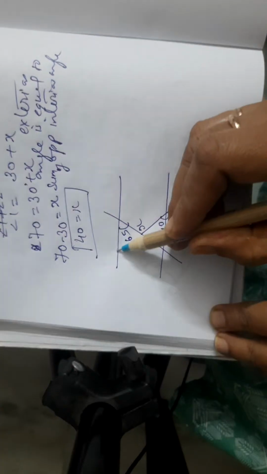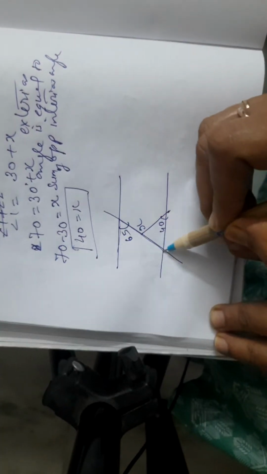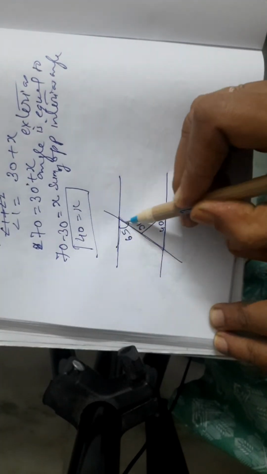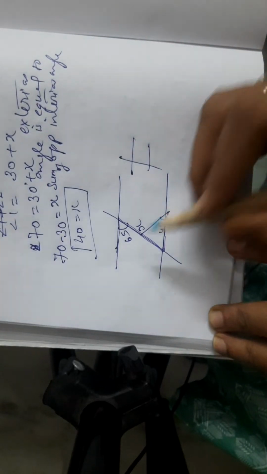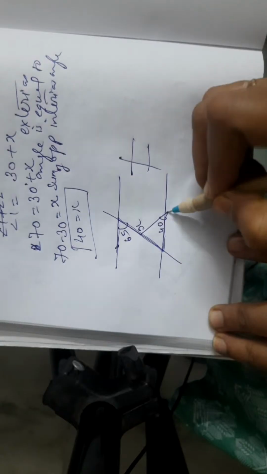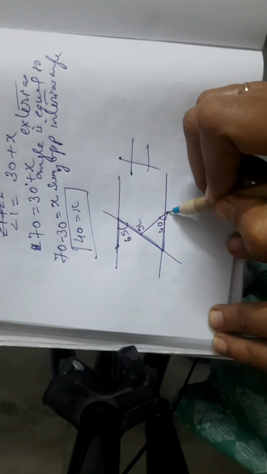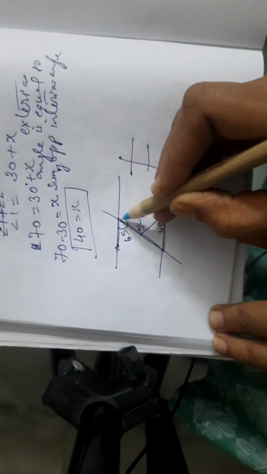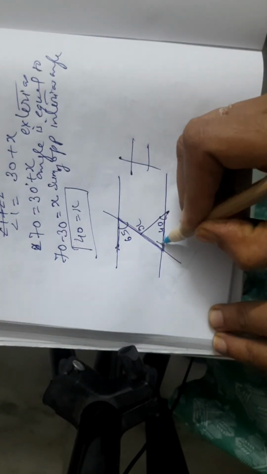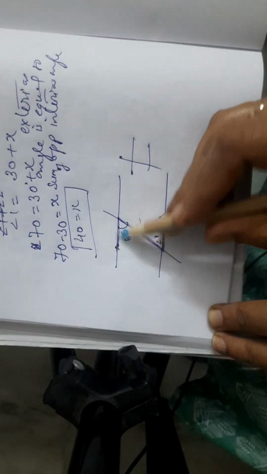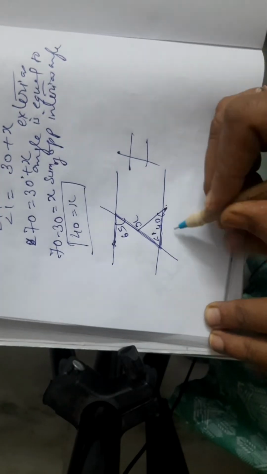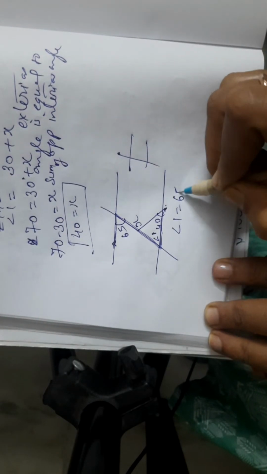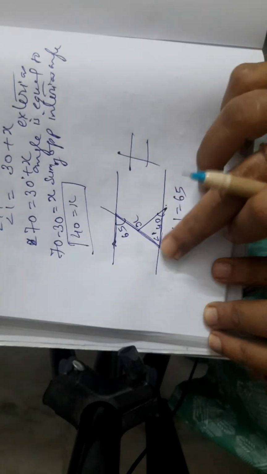See here, always check whether there is a Z formation or F formation. If there is an F formation, like I told you, corresponding angle. If there is a Z formation, they are alternate angles. You need to search for that. So here there is a Z formation. If we consider this to be angle 1, angle 1 will be equal to 65 as they are alternate angles. 1 is equal to 65. Now you got these two angles.